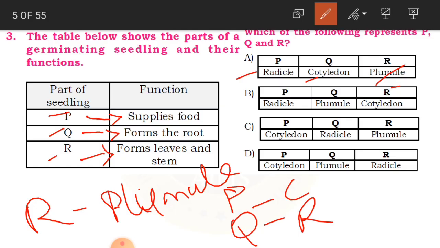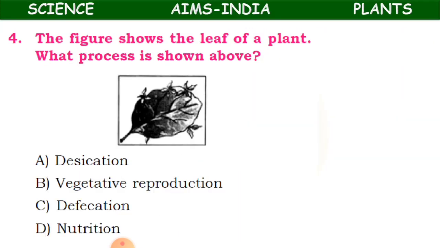Clear? Now according to this order, what must be the answer? P is cotyledon, Q is radicle, and R is plumule. Then we have this in our C option. See here children. So that is why C option is the correct answer. Clear? Now we'll move to the next question, that is the fourth one.